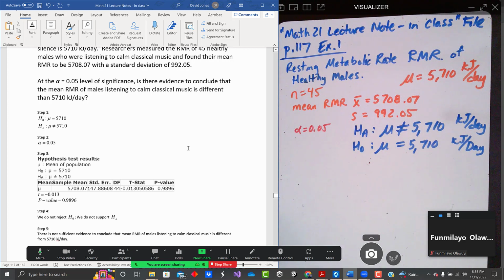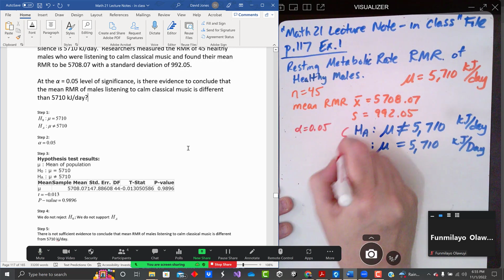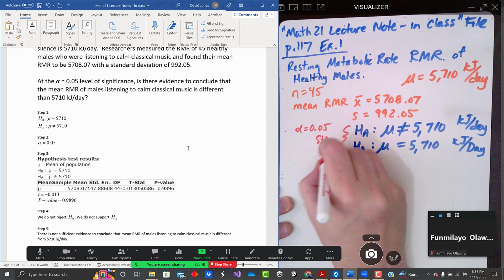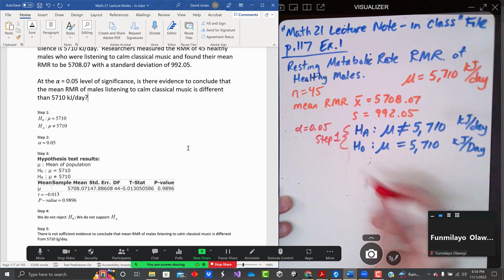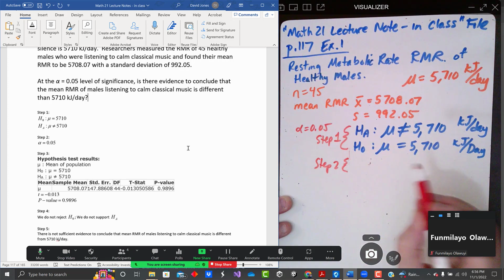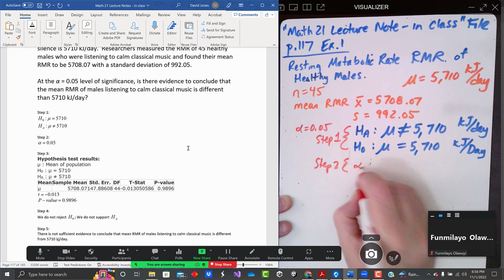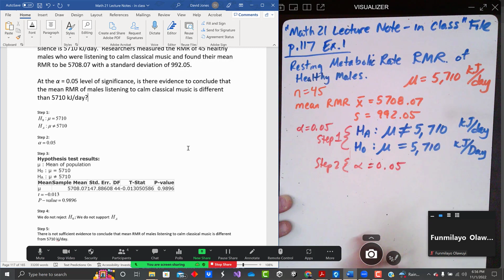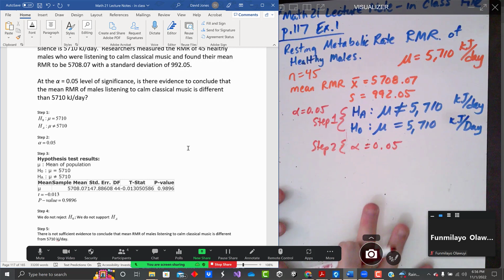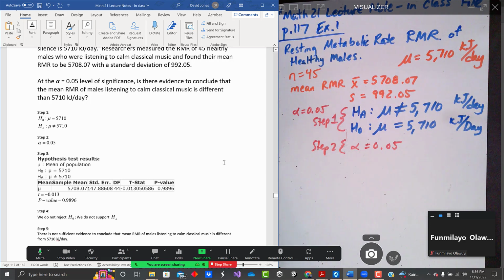So that's step one, right? Right here, step one. And step two, since it's from the problem, I'll call this step two. Like I said, step 2 and 3 are kind of interchangeable. Label alpha. Step 3 has to come from my StatCrunch.